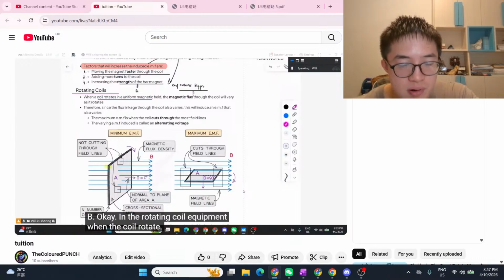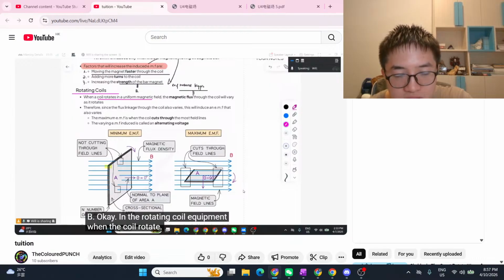Because it's perpendicular, the motion is parallel with the field lines, so it's not cutting through any field lines, so there's no magnetic flux density. There's a minimum EMF induced, minimum change in magnetic flux linkage. It cuts through the field lines when it is parallel with the field lines because the motion of it is perpendicular to the field lines, which induces the maximum EMF because it's cutting through the maximum amount of field lines, which produces the maximum change in magnetic flux linkage.